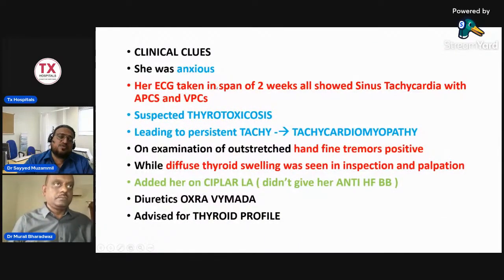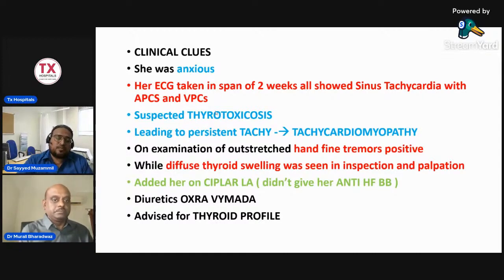So clinical clues were that she was very anxious, and I saw that in span of 2 weeks they have taken 3-4 ECGs, and all ECGs show sinus tachycardia with atrial premature complexes and ventricular premature complexes. So I suspected, is there any thyrotoxicosis? Thyrotoxicosis can lead to persistent tachycardia, and persistent tachycardia can lead to myocardial dysfunction leading to tachycardiomyopathy.